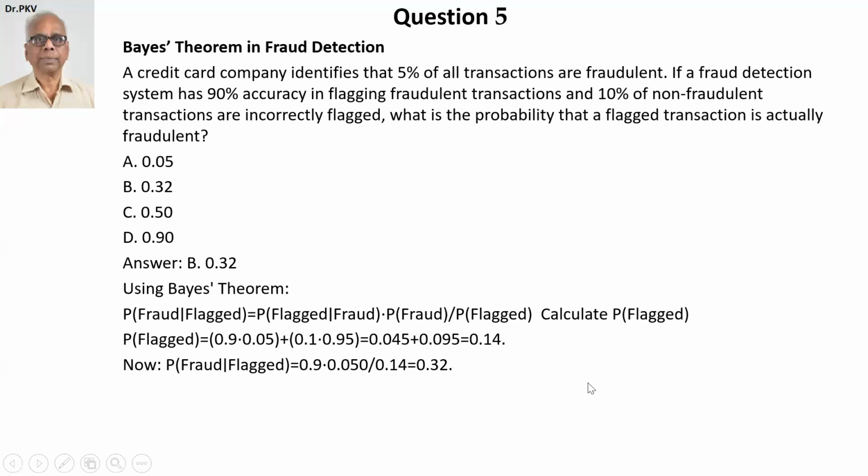In fact, this particular question takes longer to understand and implement. But that's the beauty of Bayes' theorem. Very, very interesting. It looks like rocket science, but it's very simple. So choice B, 0.32. Let me now go to question 6.